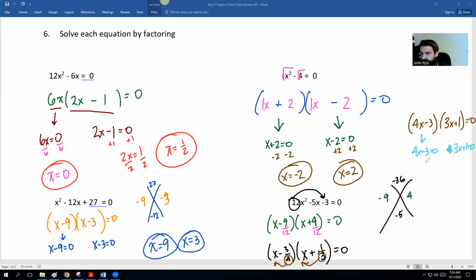So in this first one here, we're going to add 3 over and then divide by 4. So one answer is 3 over 4. The other one, we're going to minus 1 and then divide that by 3. We get a -1/3. Two answers, there we go.